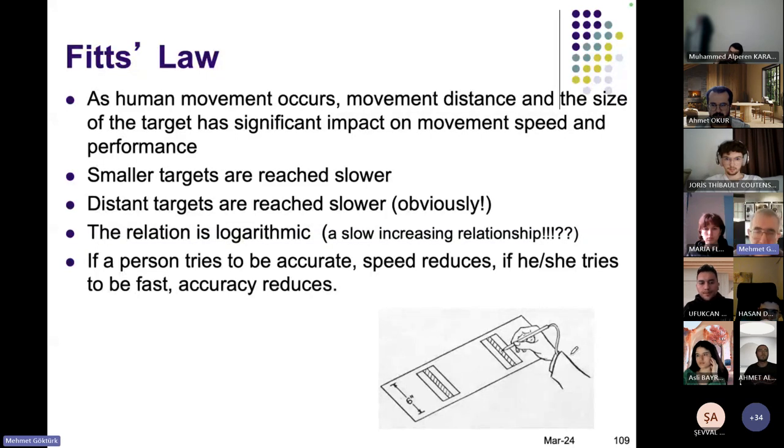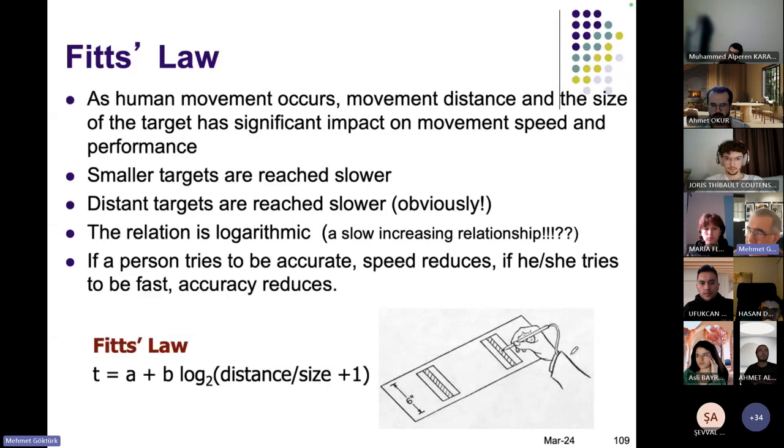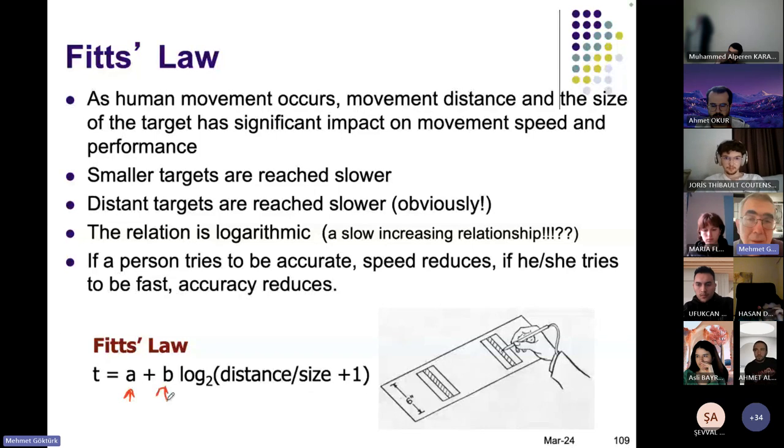And basically, yes, there is a correlation, and the correlation is: T, the time to travel, is equal to a plus b log of distance over size plus one, generally, and a and b are experimentally determined constants. These constants are different for different input devices. For the mouse, it is different. For the trackball, it's different. For the tablet, it's different.